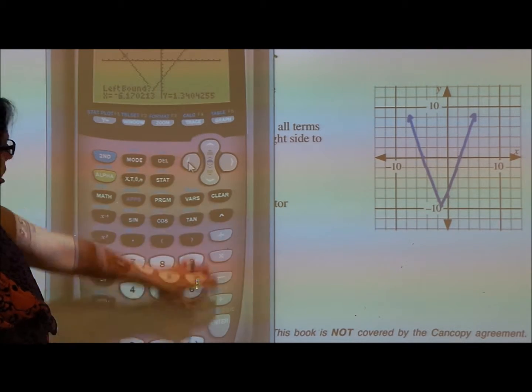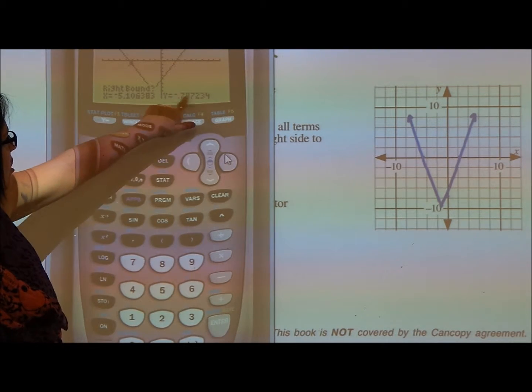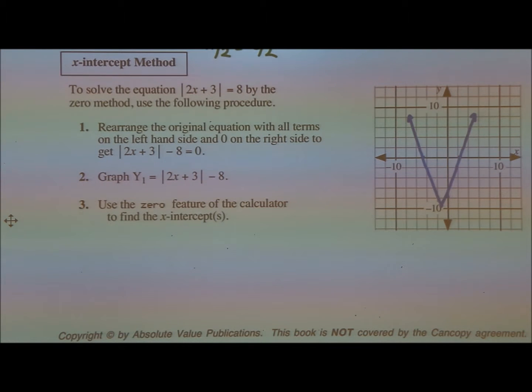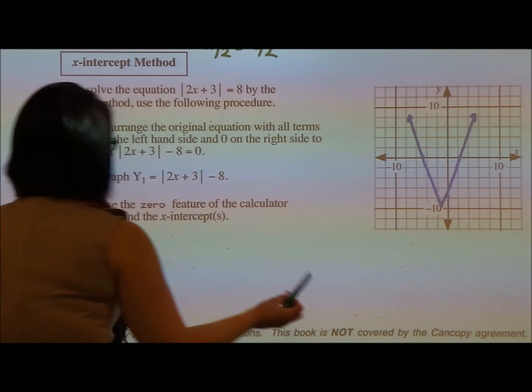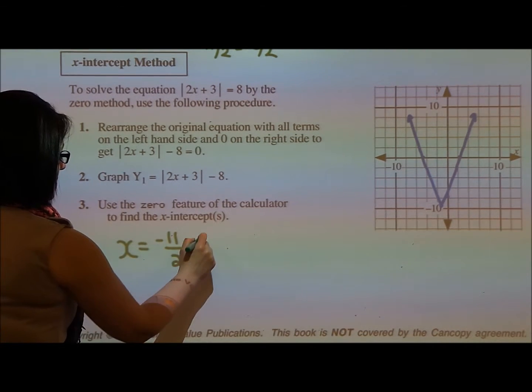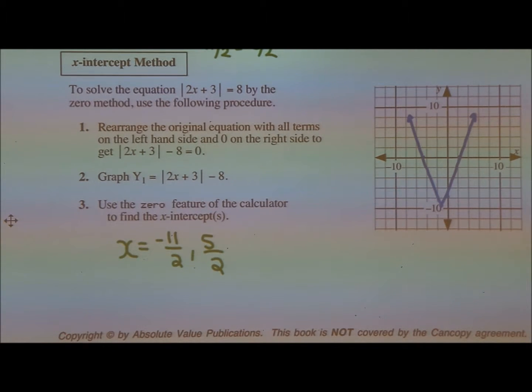So third time's a charm. Left bound, I'm in the positive y's, I look to be in the negative y's, and there's my negative 5.5, my negative 11 halves. So I still get the same answers as before because it is the same equation. It just looked a little bit different.